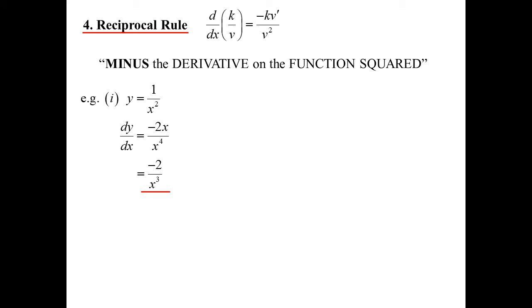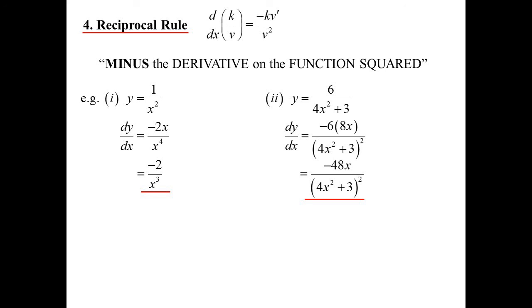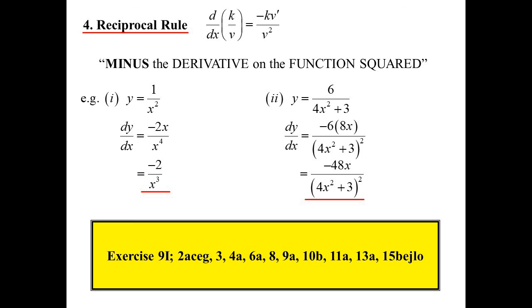Minus the derivative on the function squared. What happens if that constant's not 1? Well, just like with every other bit of calculus we've been doing, we just multiply by whatever the constant is. So in this case, when I go minus the derivative on the function squared, on the top I'm actually going to go minus 6 times 8x because of that constant being 6. So we get minus 48x on (4x squared plus 3) all squared. That's the reciprocal rule. That's our secret. Until some of you become maths teachers.